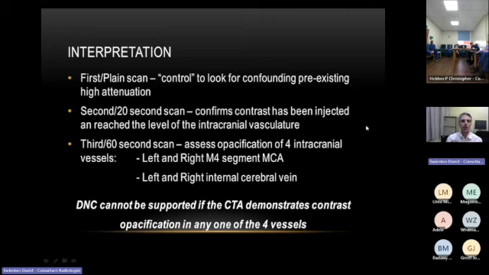So the interpretation: why are we doing those 3 scans? The first scan, the plain scan, is effectively a control. That control is useful because it allows you to look for anything that might be high attenuation or bright before you've even started.